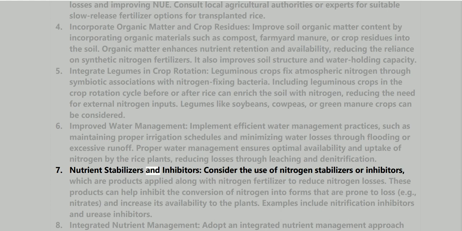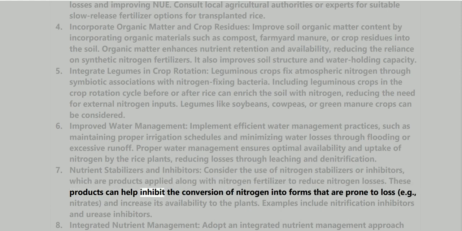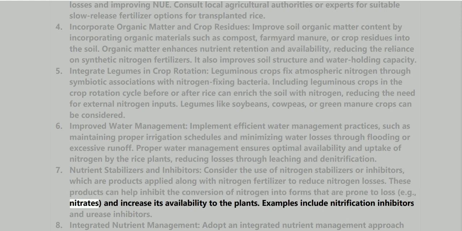7. Nutrient stabilizers and inhibitors. Consider the use of nitrogen stabilizers or inhibitors, which are products applied along with nitrogen fertilizer to reduce nitrogen losses. These products can help inhibit the conversion of nitrogen into forms that are prone to loss, e.g., nitrates, and increase its availability to the plants. Examples include nitrification inhibitors and urease inhibitors.